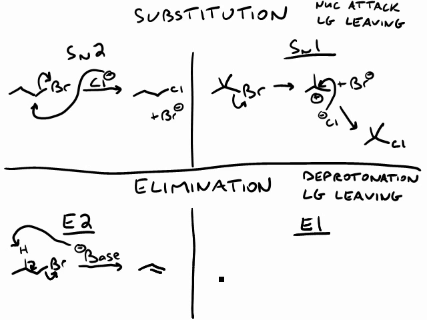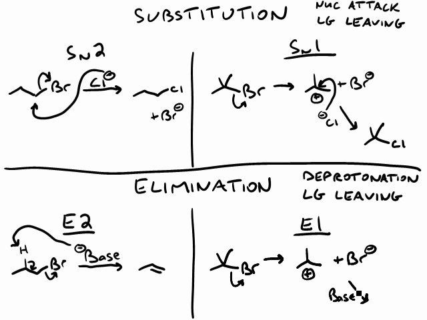First, the leaving group leaves to give an intermediate carbocation plus Br minus as the leaving group, and then the base, usually a weak base, so something with a lone pair but not necessarily a negative charge, will come and pull off a proton.